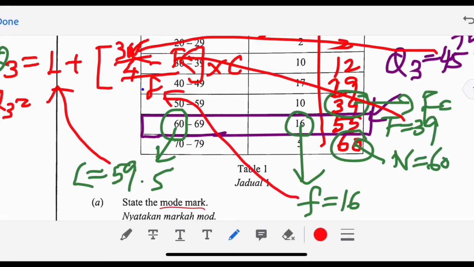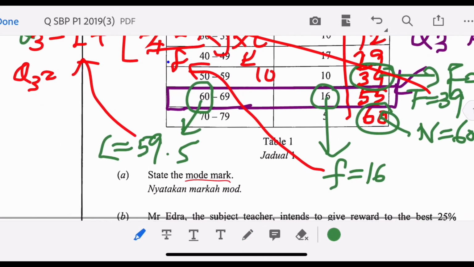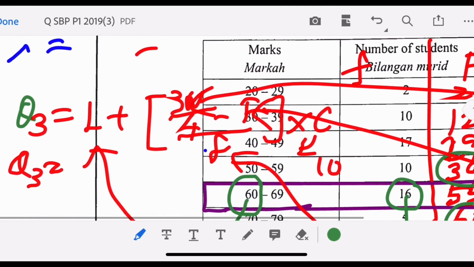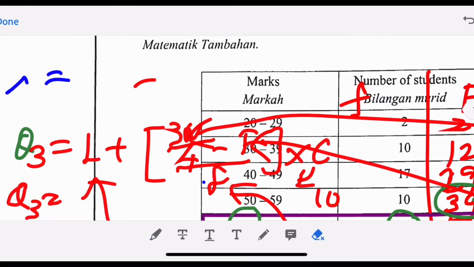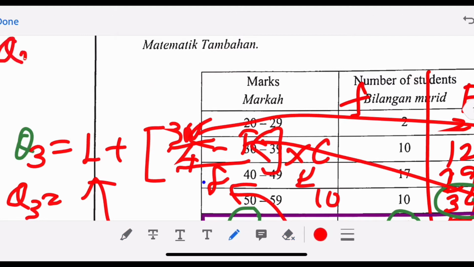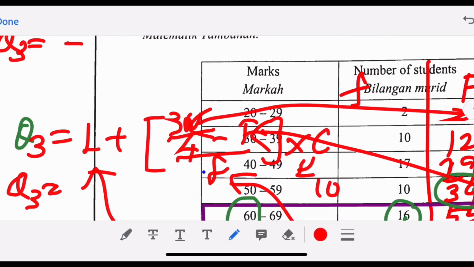And then small f is 16, and the C is the size of the glass. Okay, 60 to 69, you can count. It's not 9, it's 10. I'll say, so you have to be very careful when you do statistics. Okay, so after you substitute everything, you have to calculate carefully. So when you want to do calculation, you have to always work out from the bracket first.